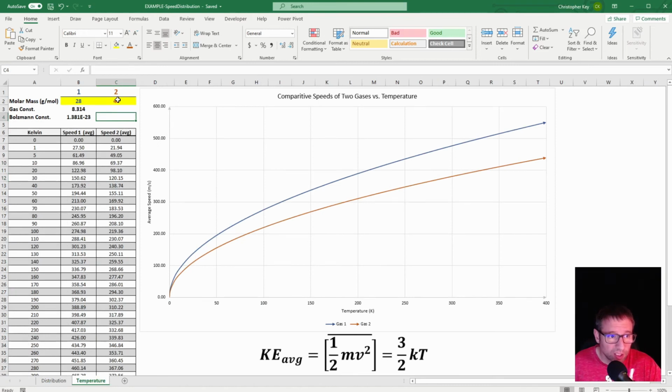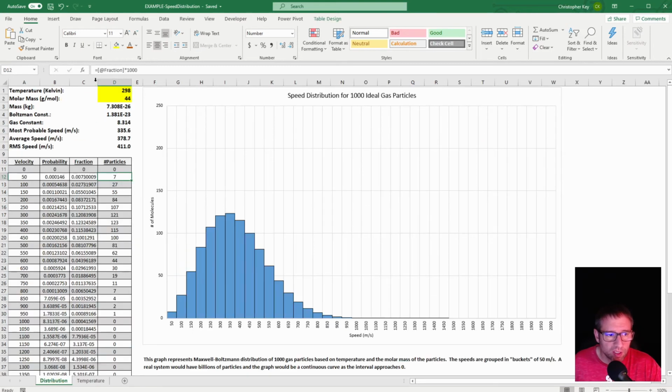So we had carbon dioxide at 44 grams per mole. And we can see at various temperatures, it's going to have varying average speeds. Let's look maybe, for instance, at 280. We see that the average speed is 367 meters per second. Let's hop over here to our distribution. Let's change our temperature to 280. We can see that when I look here, 367 is going to sit somewhere about here.